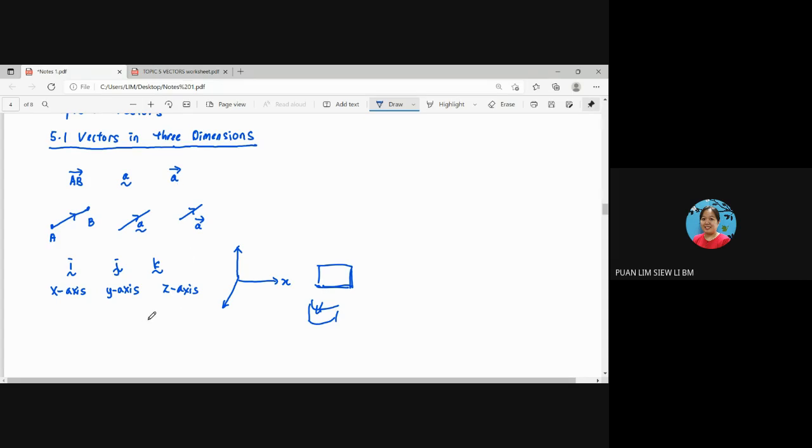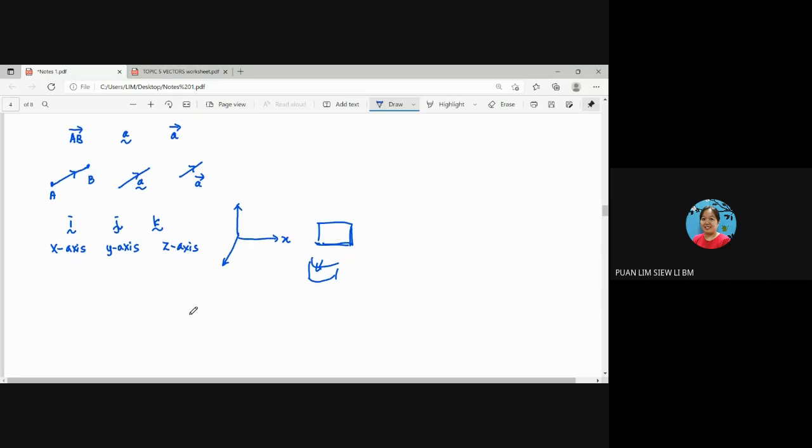Okay. So for this 5.1 vector in 3 dimension, what you have to know is when you're given a point. Okay, so we have a lot of vectors, many types of vector, but the most important is you must know when you are given a point. Okay, let's say I give you a point, coordinate 1, 2, 3. So from here you can change it to position vector, one of the types of vector. Position vector. What's meant by position vector? Which is referring from origin to coordinate A.